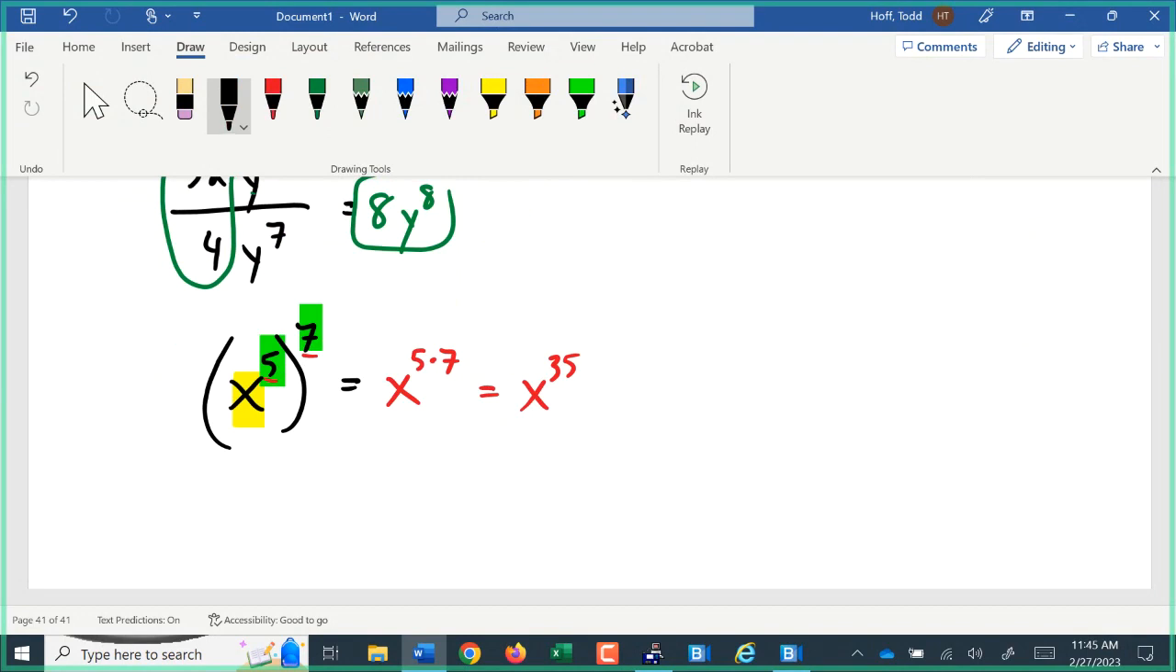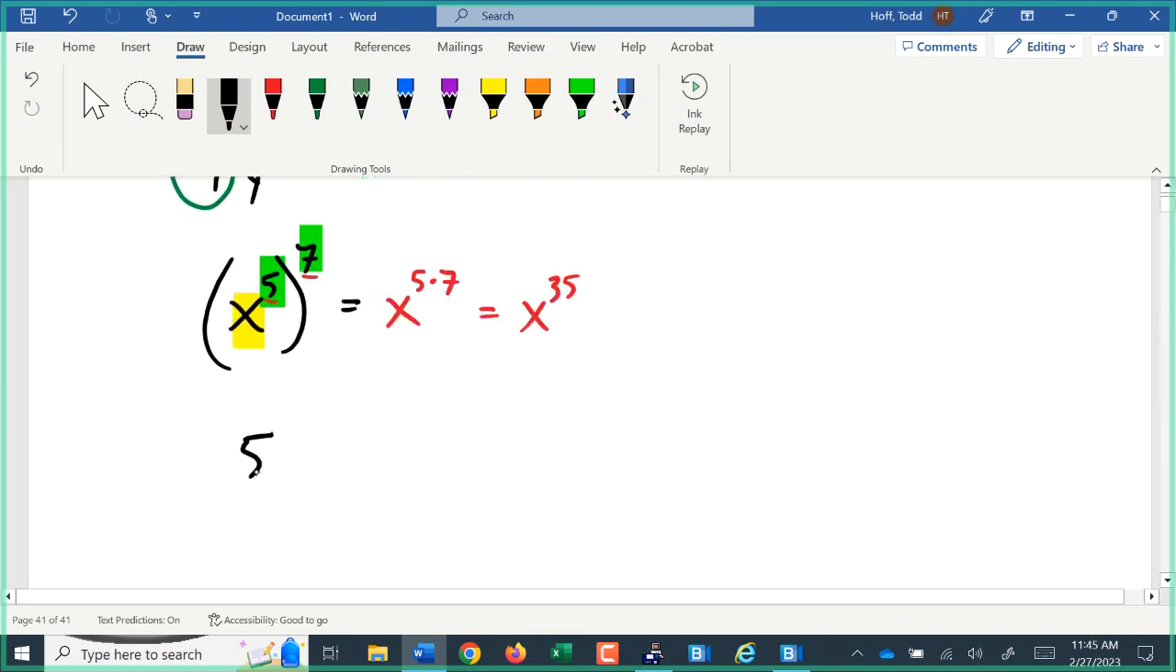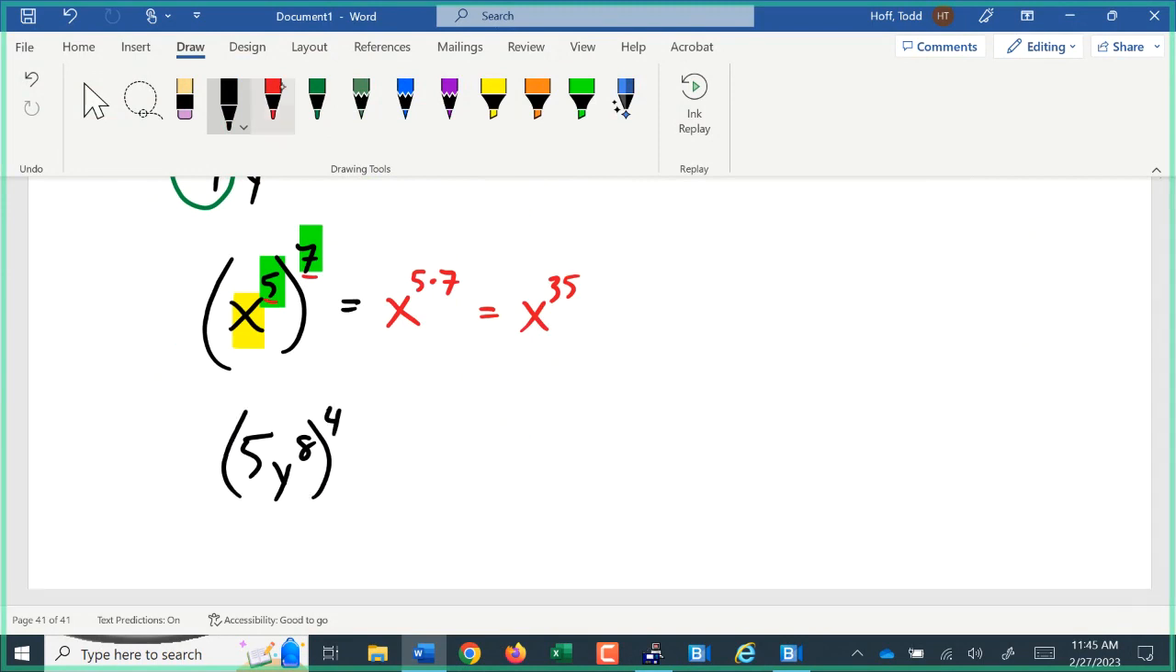And again, if there's a number in there, let's say we have 5 y to the 8th to the power of 4. We take the number, it still has to go to that power. 5 to the power of 4 is 5 times 5 times 5 times 5, which is 625. And then y to the 8th, base of y, 8 y to the 8th to the power of 4. 8 times 4 gives us power of 32.